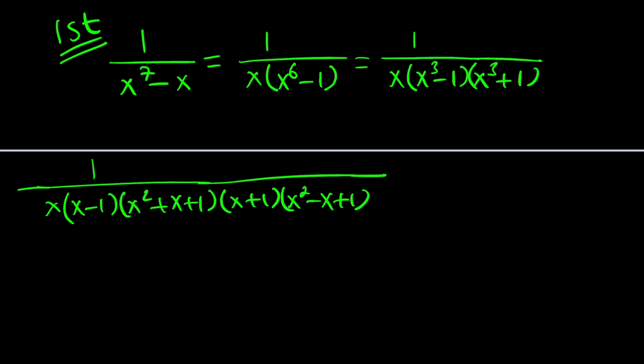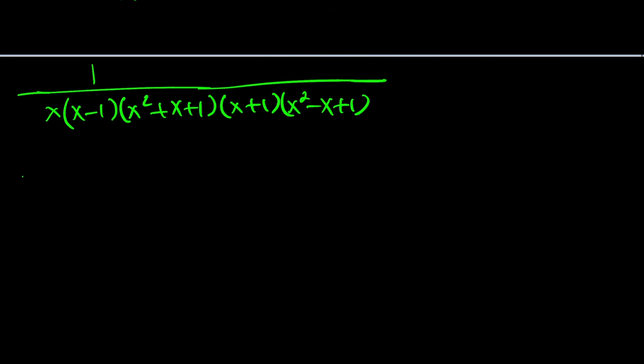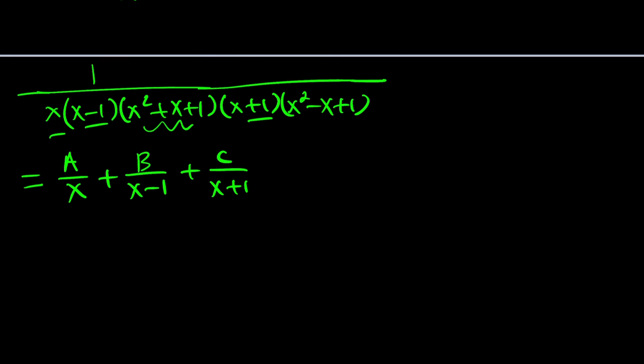And now we're going to go ahead and split it up, right? By using each of the factors in the denominator. So let's go ahead and see how we can do that. X is a linear factor, so it's going to be like A over x. X minus 1 is also linear, so B over x minus 1. X plus 1 is also linear. So we have three linear factors. Let's go ahead and write them first. And then we're going to deal with the quadratic factors.